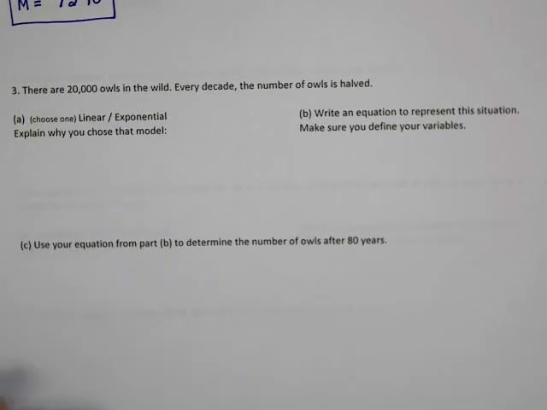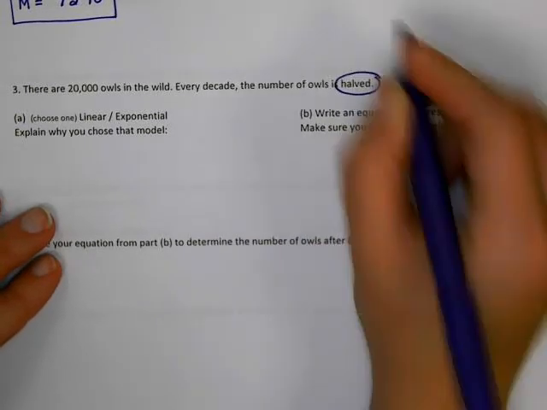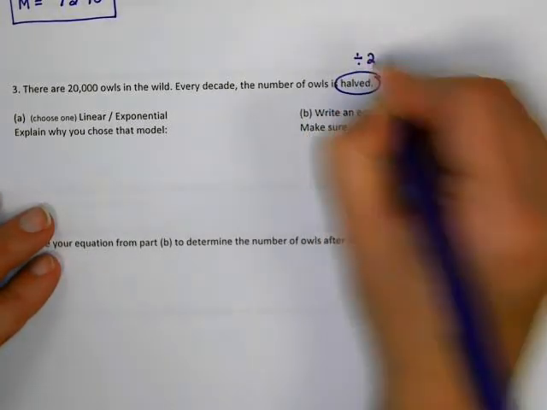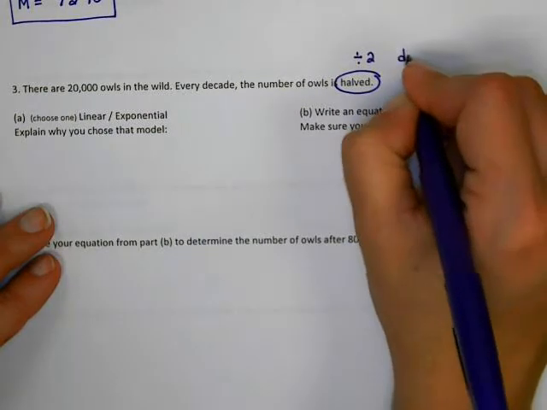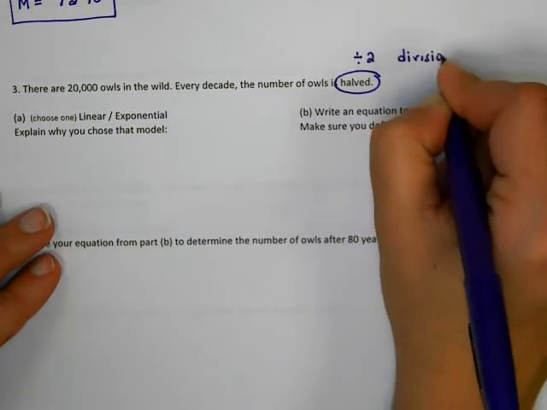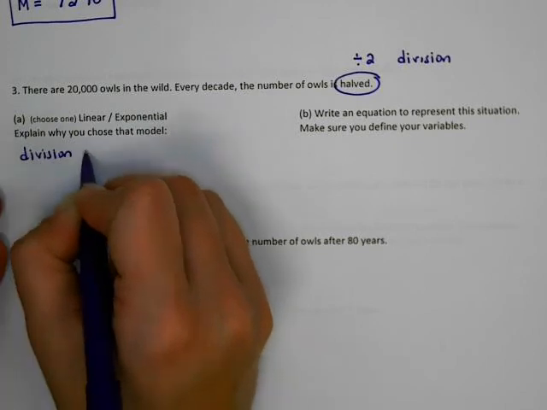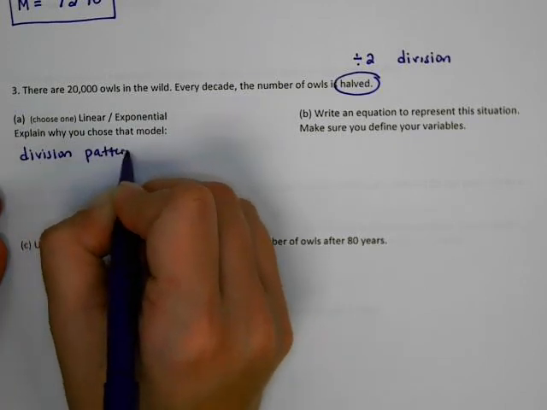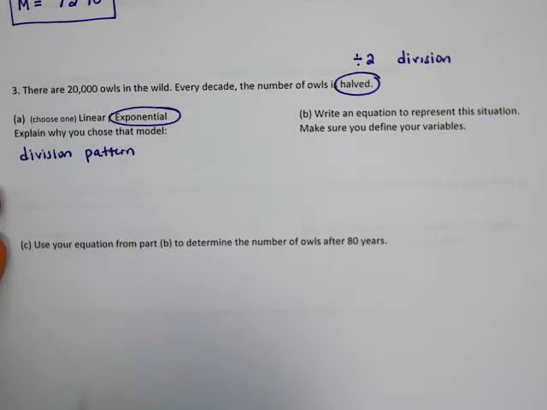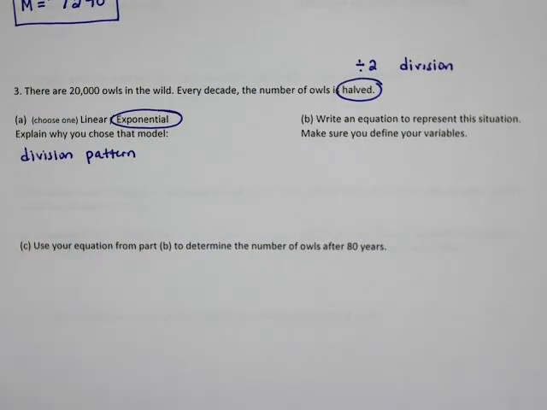Number 3, it says there are 20,000 owls in the wild. Every decade, the number of owls is halved. When I see the word halved, that means divided by 2. So this is going to be a division pattern. Since we have a division pattern, we're going to choose an exponential model to represent this situation.